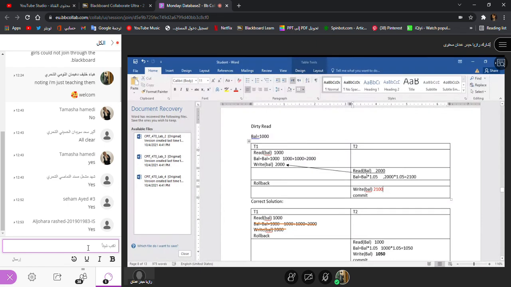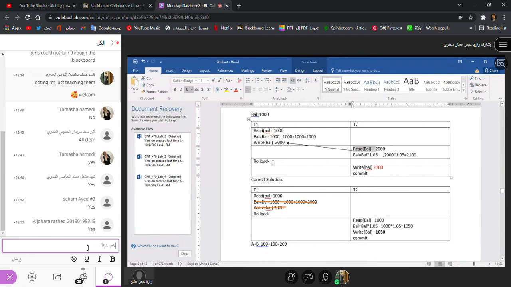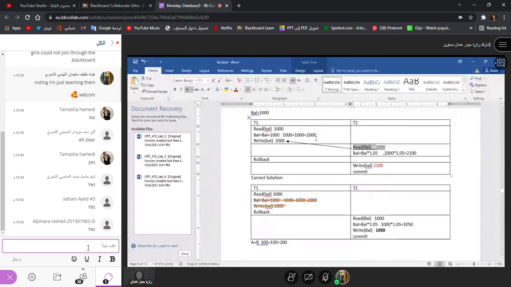But it already read the value, and it writes the balance 2100 and commits. So where is the dirty read? This is the dirty read, because this one was done, but later on it was rolled back. Okay, so the correct solution should be like this. So this is the dirty read problem. Okay, you understand, this is the dirty read.